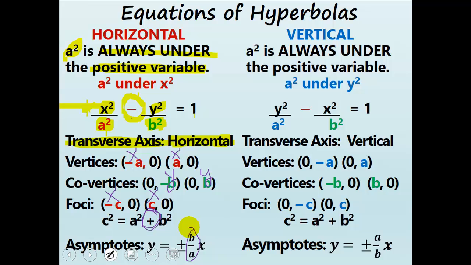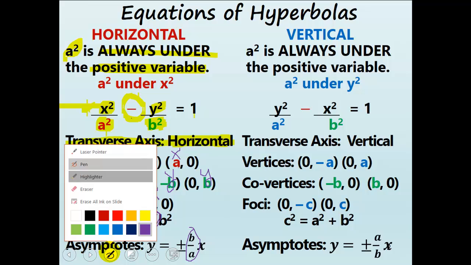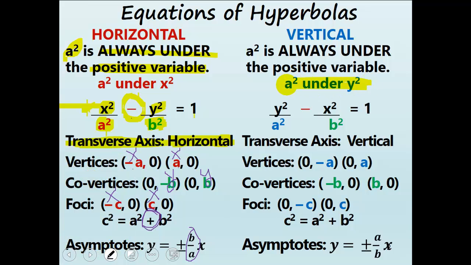If it's a vertical hyperbola, then a squared is under the y squared, because look, y squared is now the positive term. The negative is in front of the x squared. This is going to make your transverse axis, or the primary axis, the vertical one. The vertices are going to be in the y spot because a squared is underneath y squared. The foci are also in the y spot. We're going to find the foci by using this equation. And then the asymptotes are plus or minus a over b times x. These are equations of lines, and it'll help when we start doing the picture.